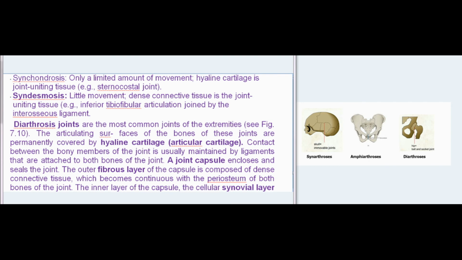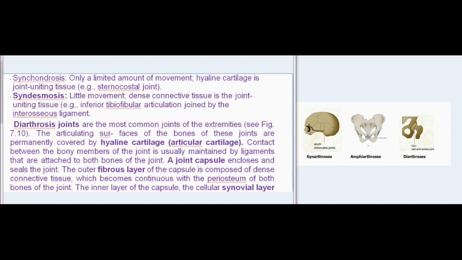Diarthrosis joints are the most common joints of the extremities, see Fig 7.10. The articulating surfaces of the bones of these joints are permanently covered by hyaline cartilage, articular cartilage. Contact between the bony members of the joint is usually maintained by ligaments that are attached to both bones of the joint. A joint capsule encloses and seals the joint. The outer fibrous layer of the capsule is composed of dense connective tissue, which becomes continuous with the periosteum of both bones of the joint.